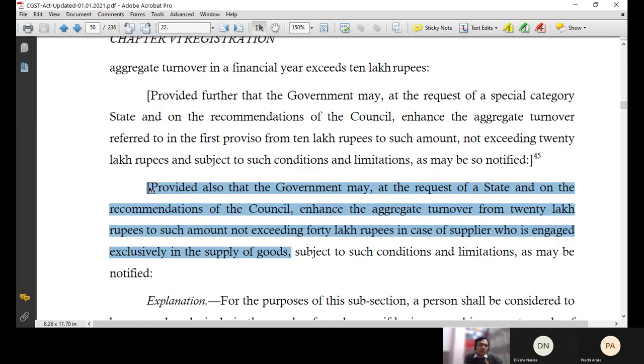So who are the people who are eligible? Those who are exclusively in the supply of goods and not services. For those people, the 20 lakh limit can be increased to 40 lakh rupees if states request. That's it. This is my section 22 subsection 1.